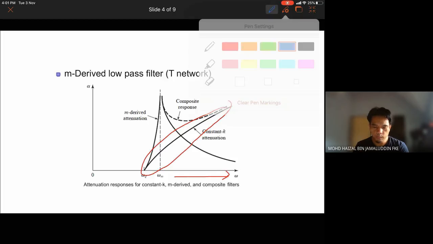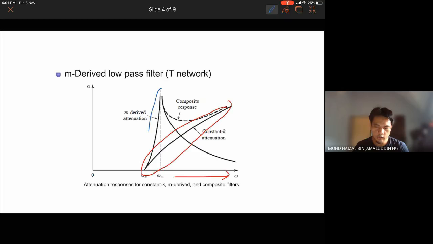To solve the problem, we introduce this m-Derived attenuation. The m-Derived attenuation has a sharp cutoff, but after a certain omega, the attenuation is reduced significantly. In order to maintain the attenuation, we will introduce the third method, which is to have a composite response. So we will discuss that later on.